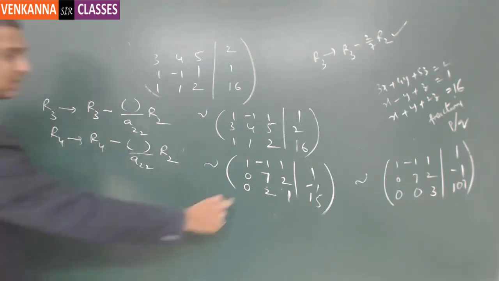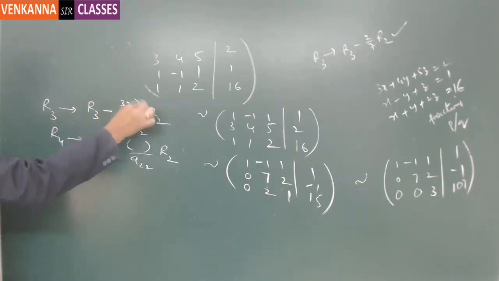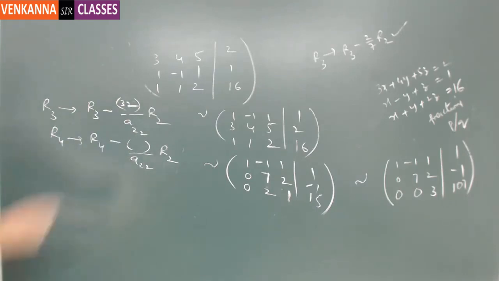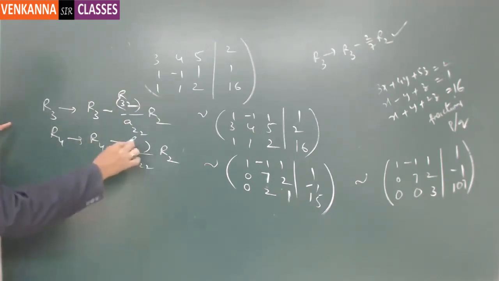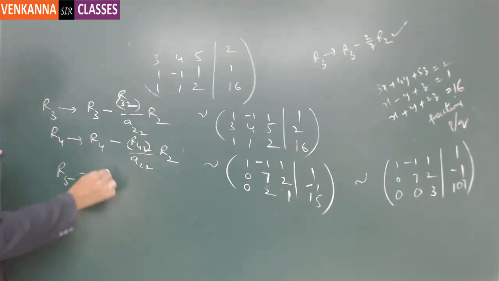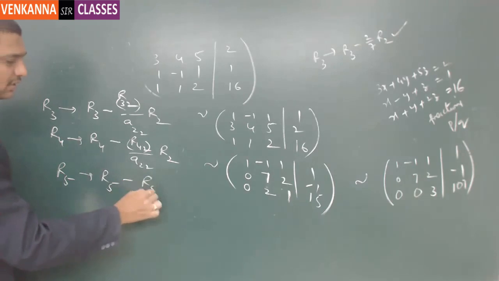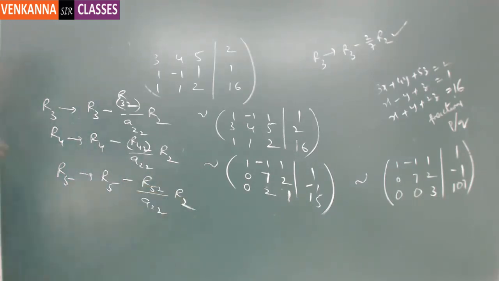Since you are taking third row second element, R3 tends to R3 minus A32 by A22 into R2. R4 tends to R4 minus A42 by A22 into R2. And R5 tends to R5 minus A52 by A22 into R2. Please understand, in this way coding is possible.